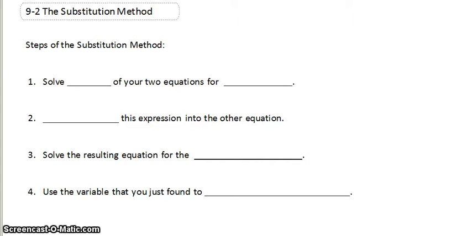Alright, we're doing 9.2, which is the substitution method. We just finished 9.1, which was the graphing method, and these are all working with systems of equations. We're using different methods to solve these systems of equations. Now, we did it by graphing, but that is not the only way you can do it.